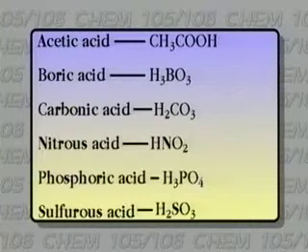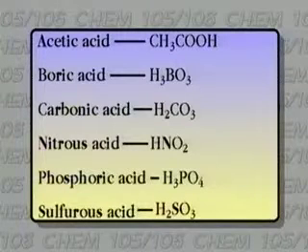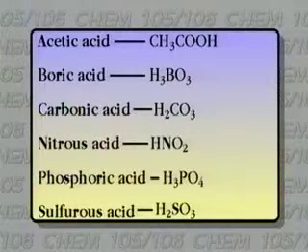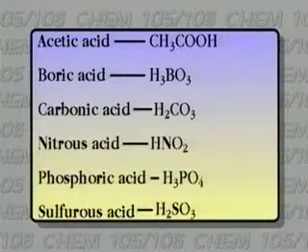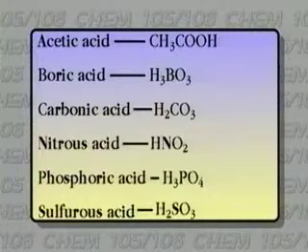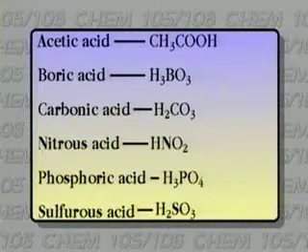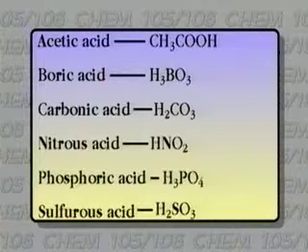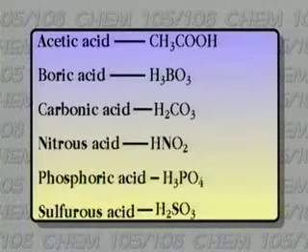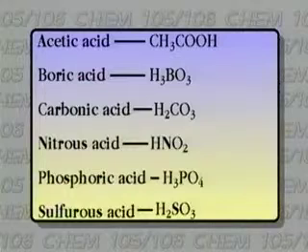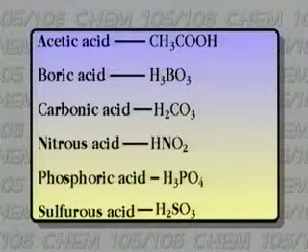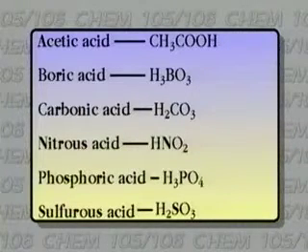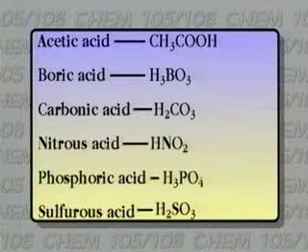Acetic acid, we've heard that term. Acetic acid is the acid that's in a water solution making up vinegar. So that's the acid that is present, acetic acid. Boric acid. Here's the chemical formula for boric acid, H3BO3. It's a weak acid. Boric acid has a couple of commercial uses.